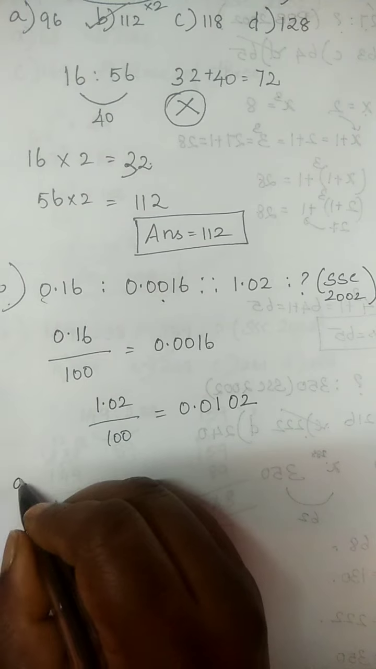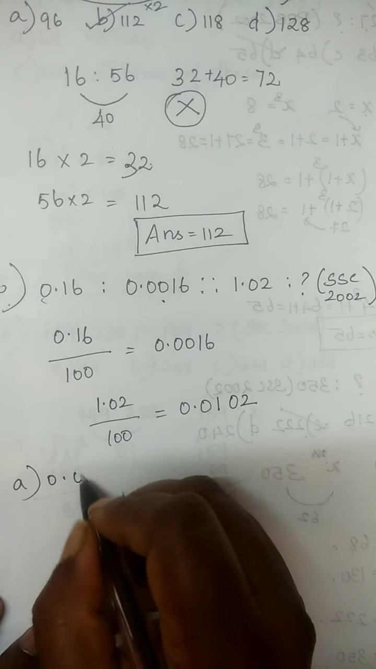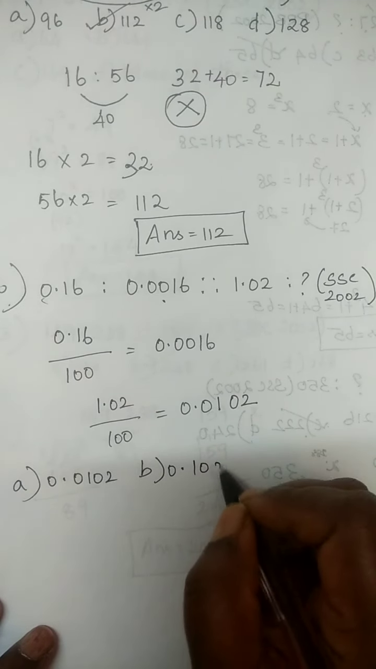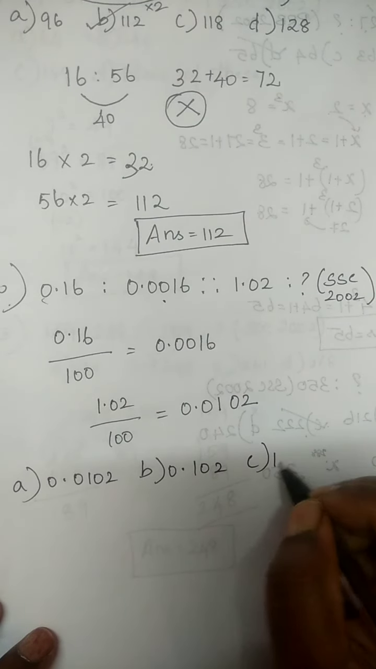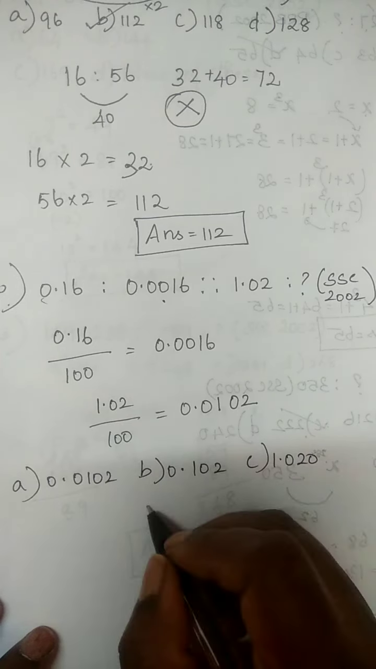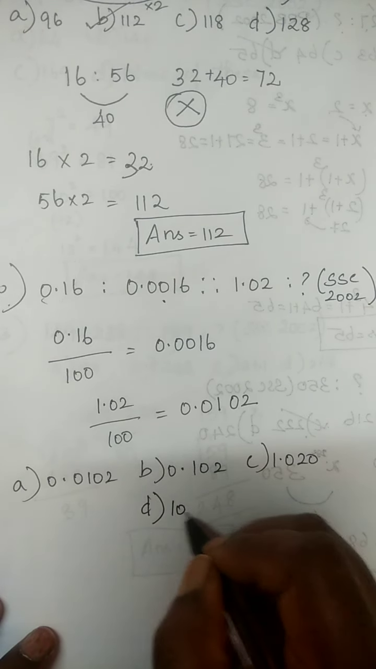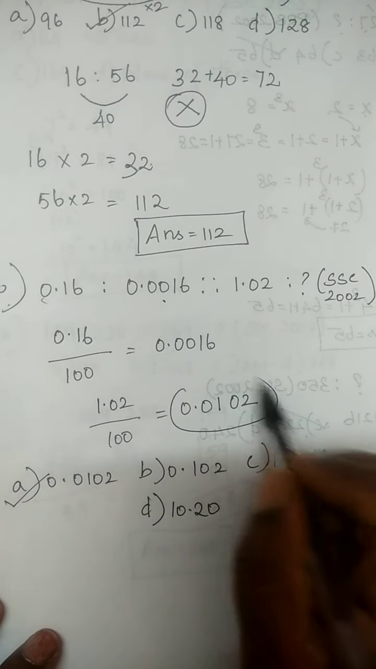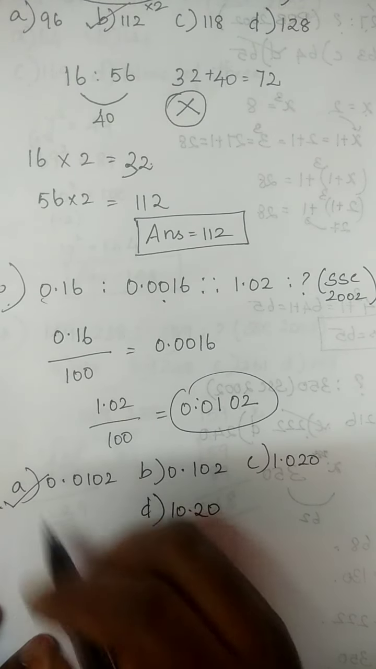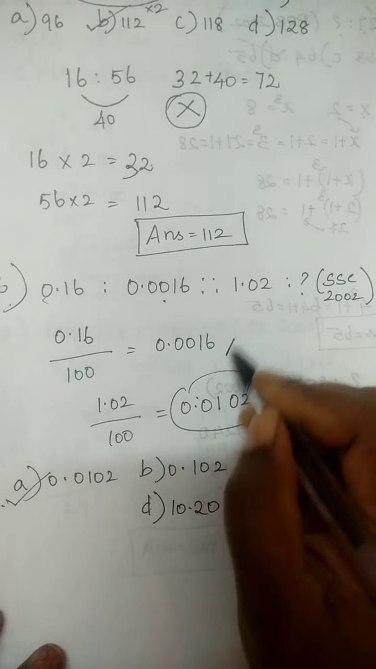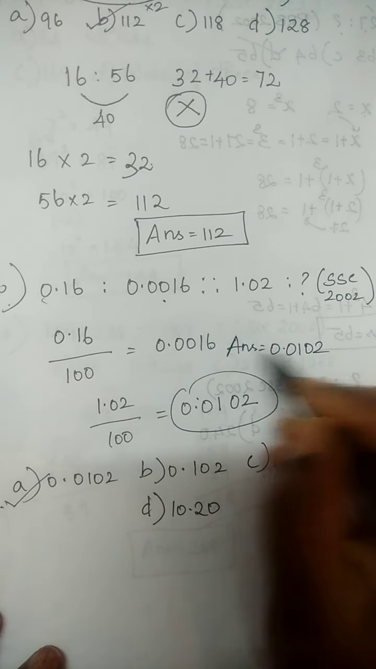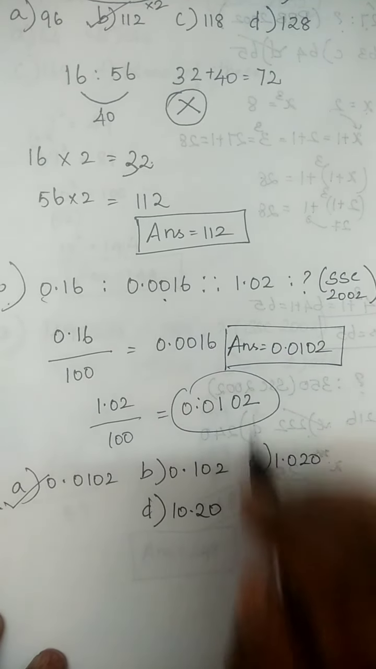So the options are option A, option B, option C, then option D. Option A is the right answer. We already found it now. The answer is 0.0102.